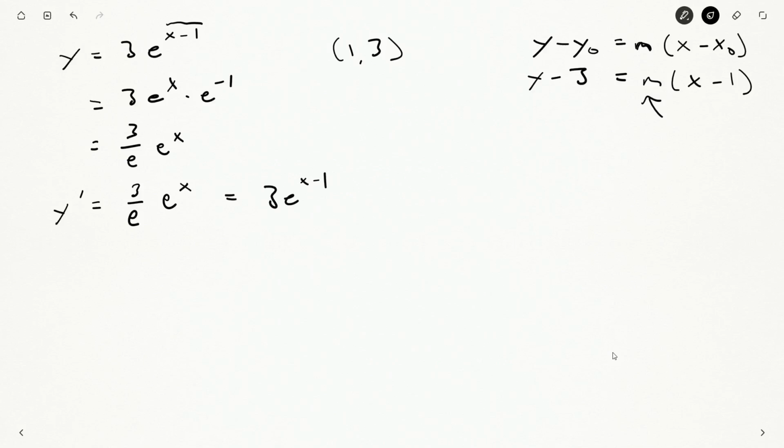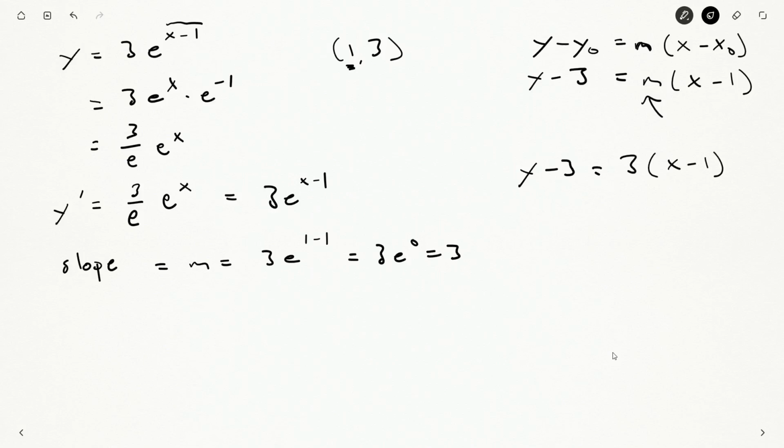So what do I need to get the slope? I need the x coordinate. So slope, which is m, is 3e to the 1 minus 1, 3e to the 0. It's just 3. It's just the y coordinate. So now my point-slope form answer is y minus 3 equals 3 times x minus 1. Point-slope, Professor O'Hare is happy, but we needed y equals mx plus b form.